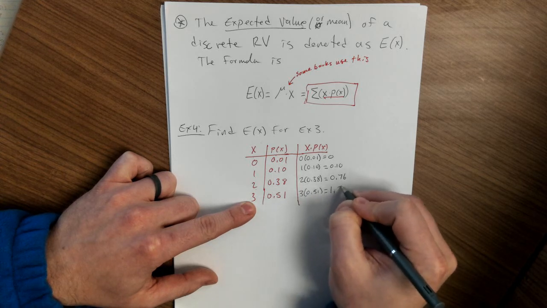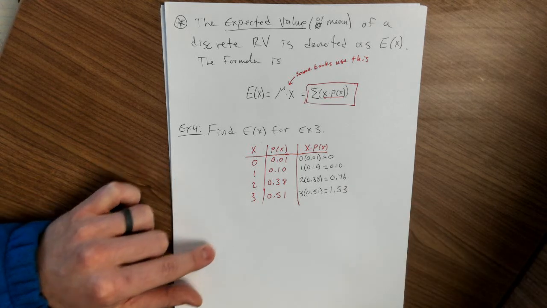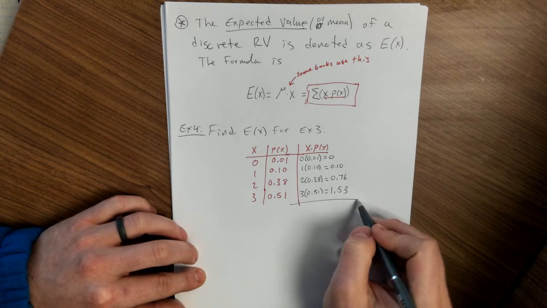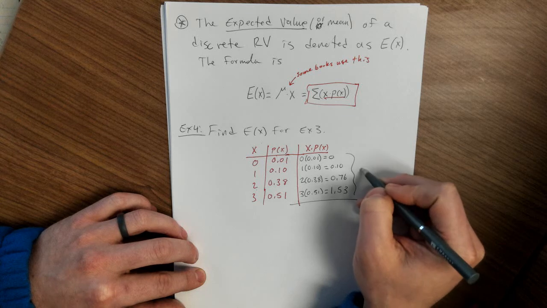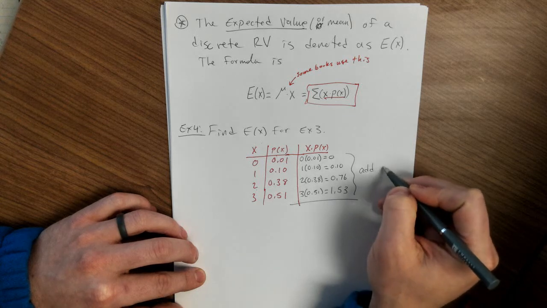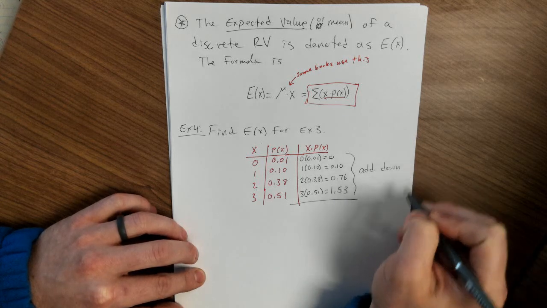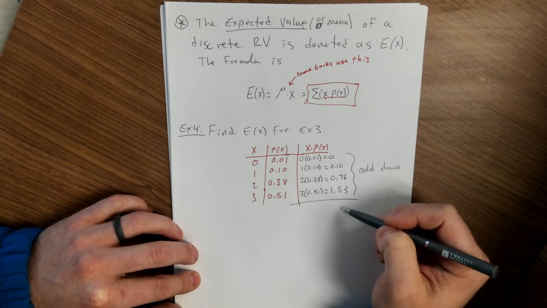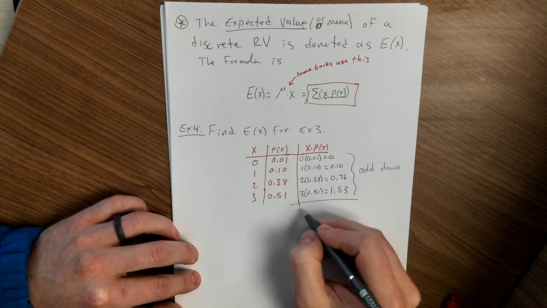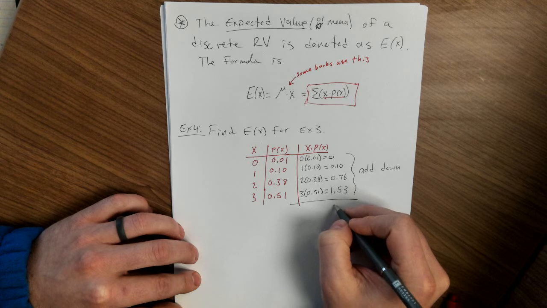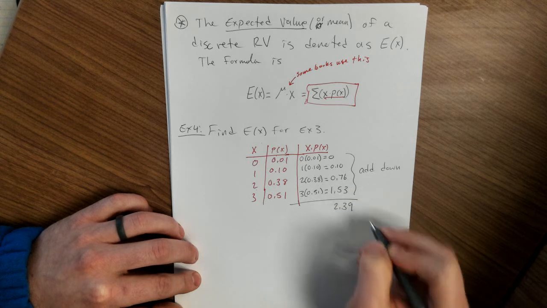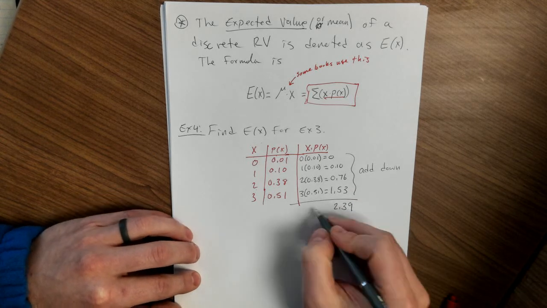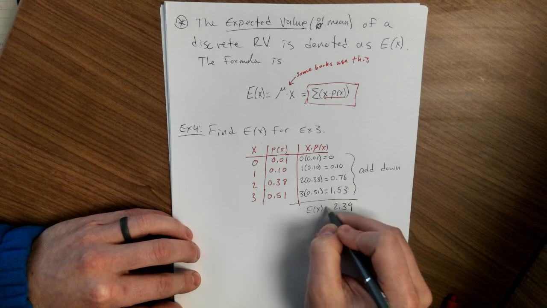which is 1.53. And then what you do is add all of these down. When you add all of these down, you get 2.39. And what we can say is E of x is equal to that.